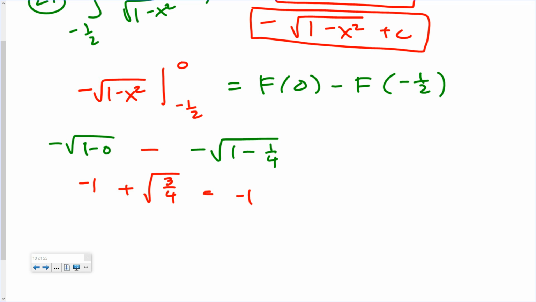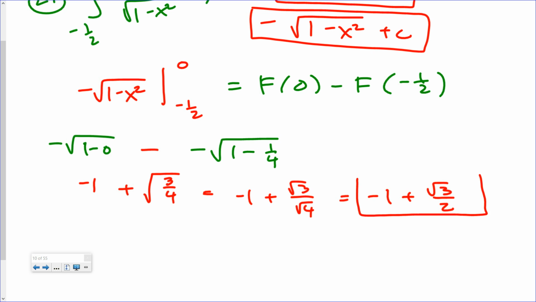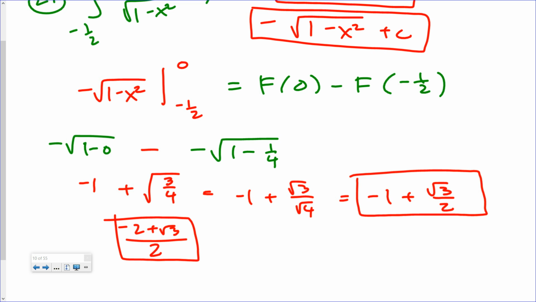You can simplify it a little bit by knowing that the square root of 3/4 is the same as the square root of 3 over the square root of 4, which is -1 plus the square root of 3 over 2. And you can get a common denominator here too and simplify it. But it's all the same thing. Okay? All right, you guys good on your homework?